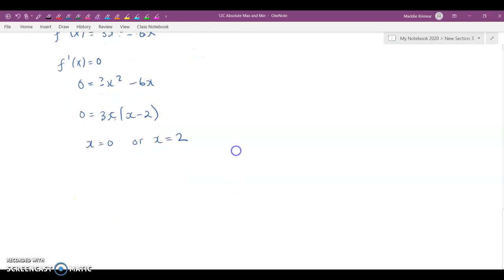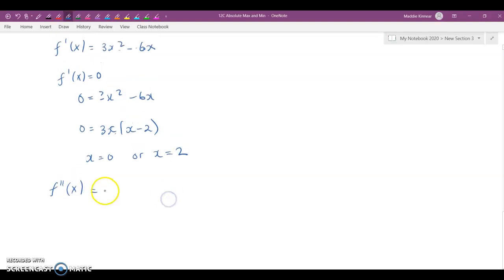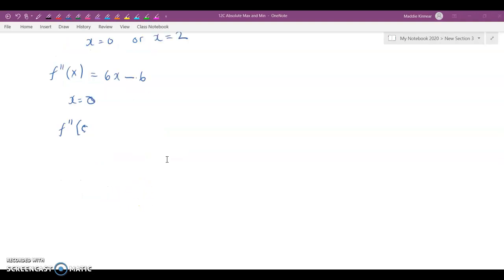Now we need to check whether these are turning points or whether they are points of inflection. So we need to check using either a sign diagram, or in this case it will be quick and easy to use our second derivative. So our second derivative is 6x take 6. So subbing in our value of x equals 0 into this function, we get f double dash of 0 is equal to negative 6, which is less than 0, therefore it is a maximum point. So we know it's not a point of inflection because we don't get a second derivative of 0, we're getting a second derivative of negative 6.